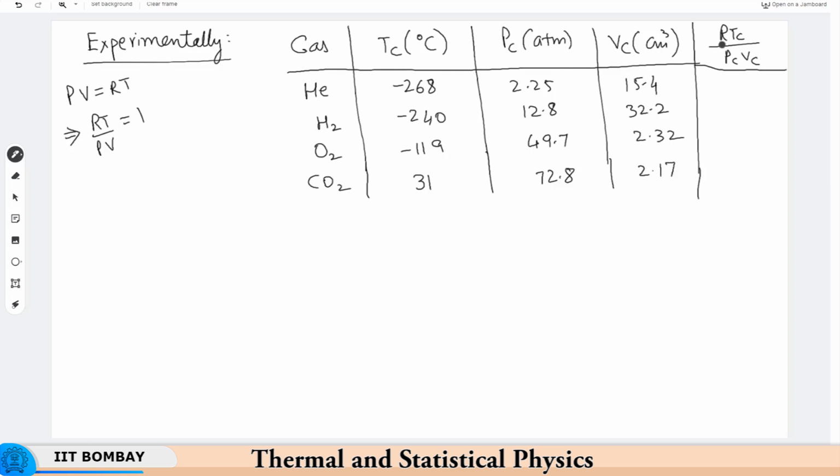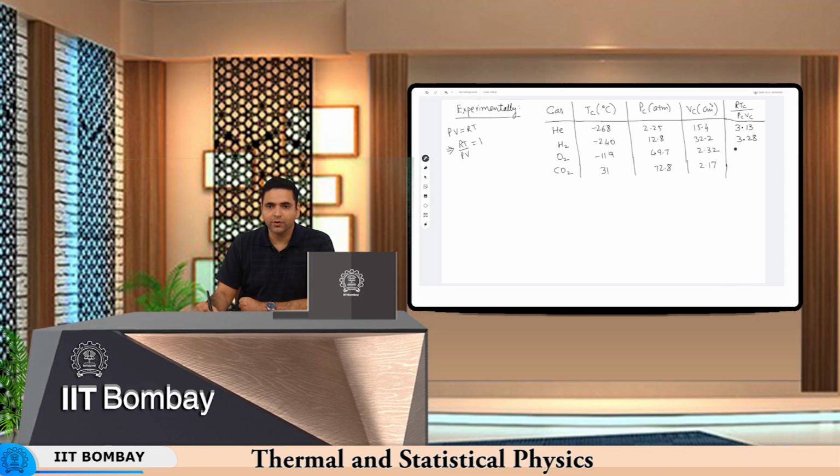If we just plug this here, now you have to convert this into Kelvin, right? And they saw that these numbers take this form. So 3.13, 3.28, and 3.42 and 3.48. Okay. So even though the critical values for different gases vary drastically from gas to gas, the ratio of RTC and PCVC always lies between 3 and 3.5, right?